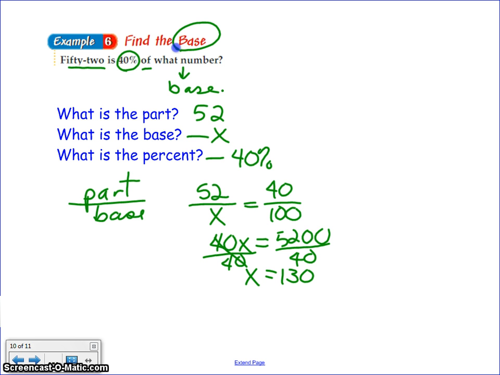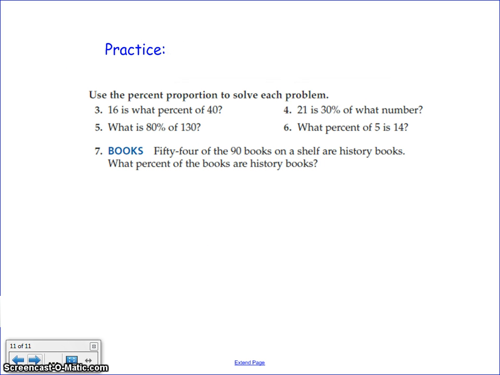So what does that mean? It means that 52 over 130 is the same as 40%. It's beginning to be a little clearer now that we've done a bunch of them. I hope so, because guess what? Here you have 5 problems to do for practice for tonight. Good luck with it.